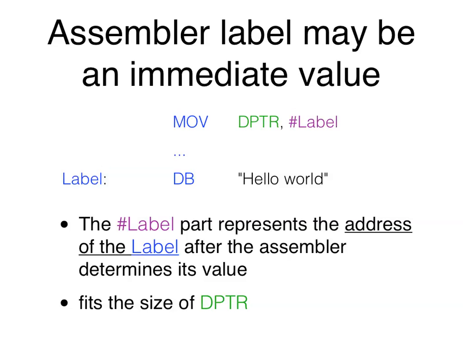And the assembler, as you probably know, makes two passes. First pass, it figures out all the locations of the labels. Second pass fills the labels back into the instruction, right? So the second pass is where it replaces pound sign label with the actual address of that memory location. Okay, so you can use a label in your immediate as well. And this will fit the size of what's expected for DPTR, 16 bits.